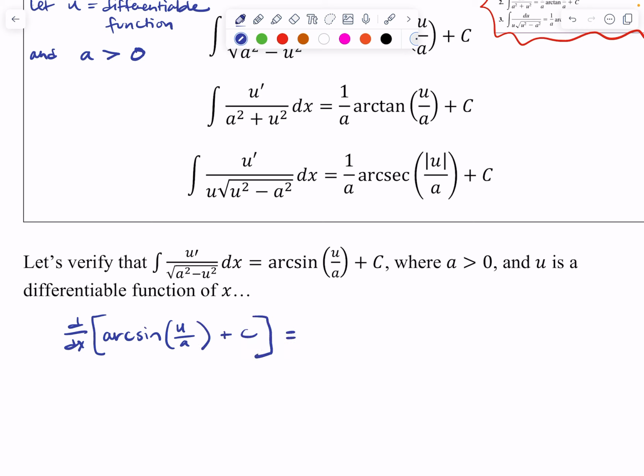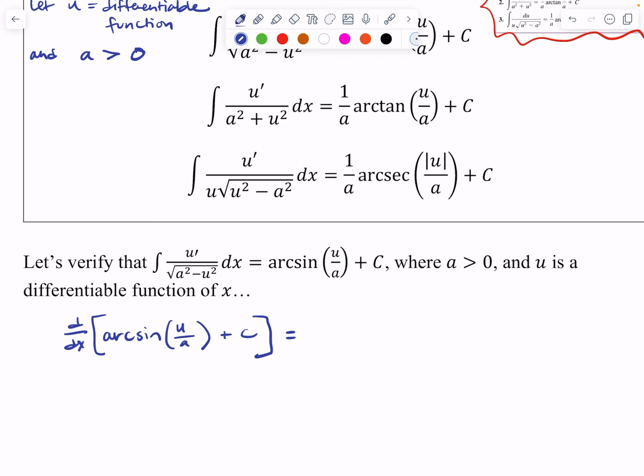You are welcome to pause the video right now and try it on your own and then see if we end up with the same thing. We should be showing that this ends up being equal to u prime over the square root of a squared minus u squared. But again, you can just follow along.